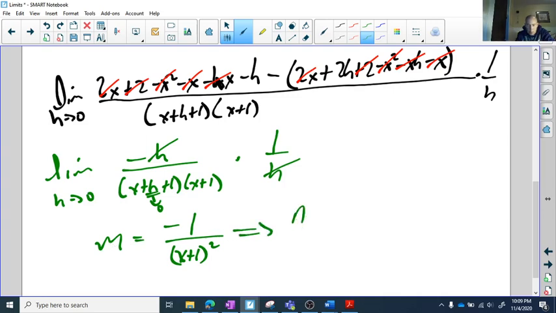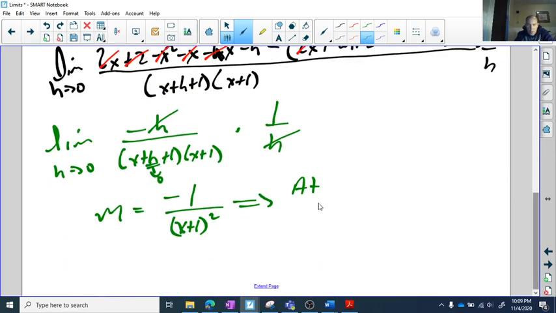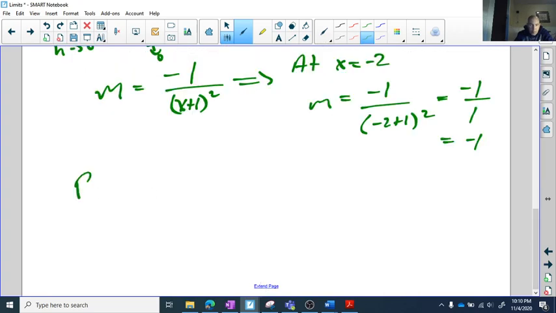So we want the slope. I believe it's x is negative 2 this time. Yep, so our x value is negative 2. So at x is negative 2, the slope would be negative 1 over negative 2 plus 1 squared, which is negative 1 over, that's negative 1 squared, which is 1. Our slope is negative 1. Our point was negative 2 and negative 4.